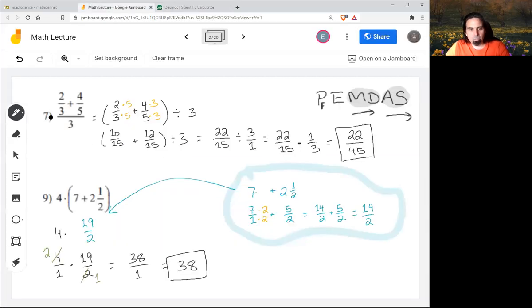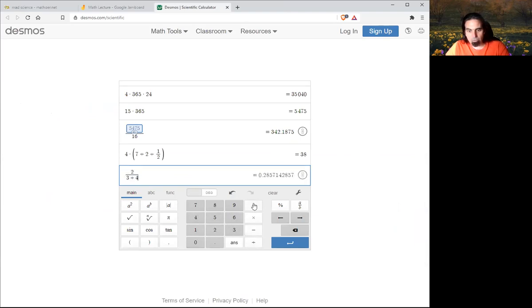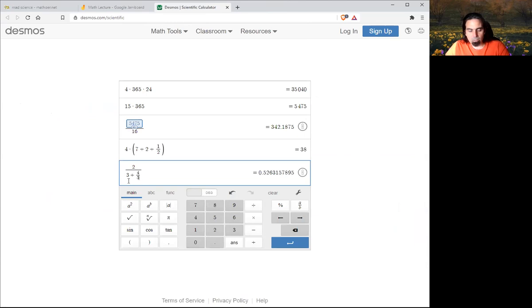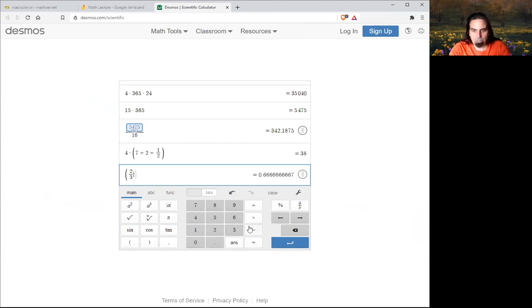For the previous one, 2/3 plus 4/5. 2/3 plus 4/5. Whoops, nope, it's messing up that. So I guess you need the parentheses. 2/3 plus 4/5.